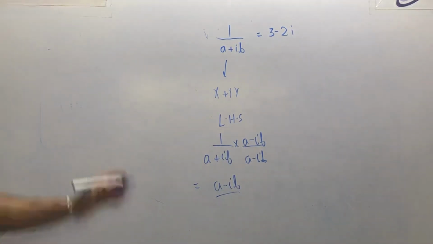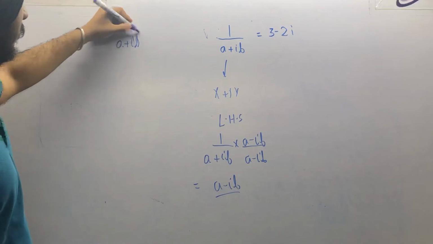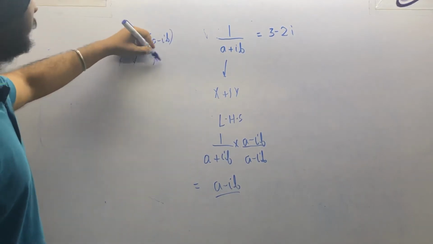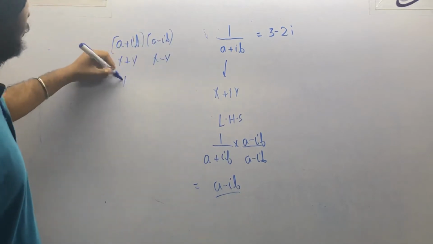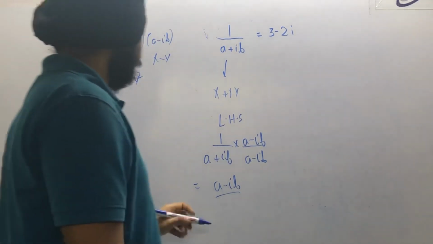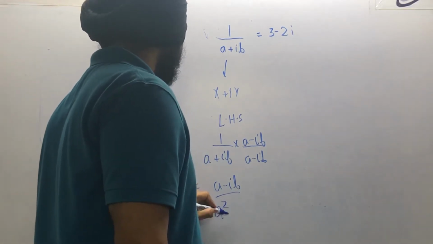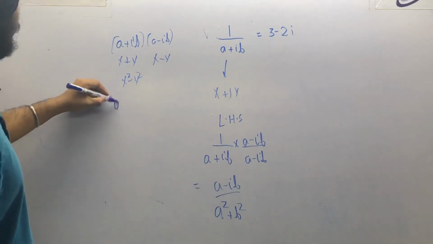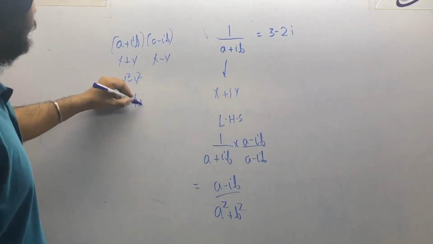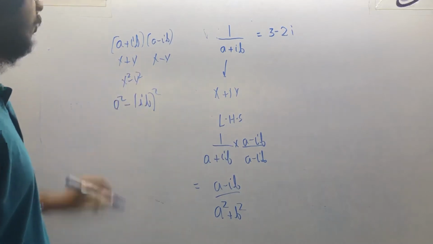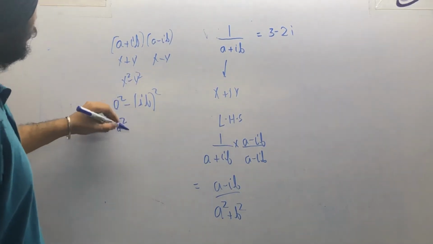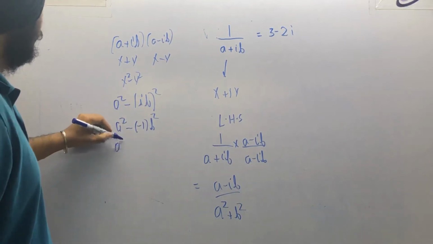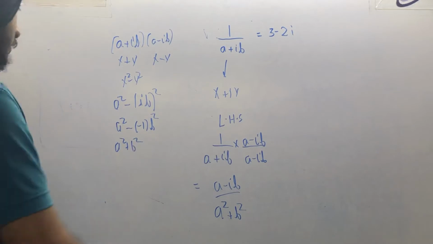What identity can you use? A plus iota b, this is x plus y, x minus y. That is x square minus y square. Same, this will be a square plus b square. Why? Because a square minus iota b square, iota square is what? Minus 1. So this will become a square minus minus 1 b square. So a square plus b square. This is the way you will write it.